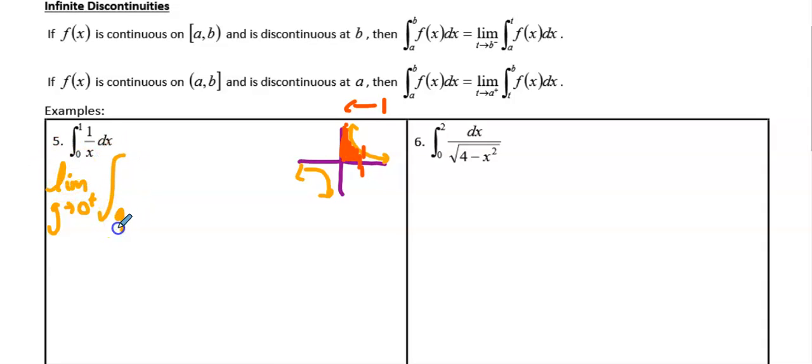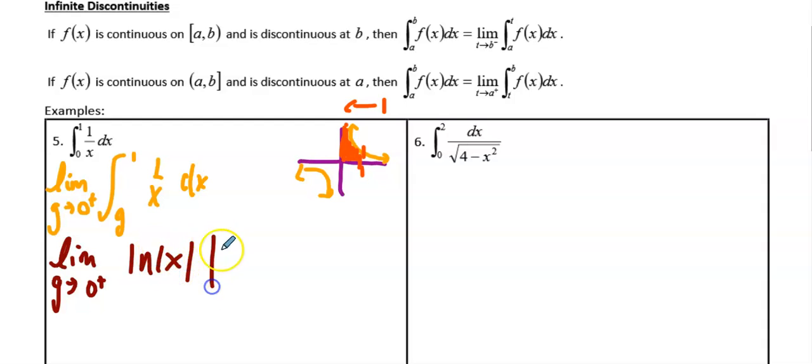And so we're going to replace, just like we've done before, 0 from the right with g. And then we're going to integrate from g to 1 of our function 1 over x dx. So what we're going to do now is what we've done in the first two videos. We're going to evaluate our integral. So we write the limit as g approaches 0 from the right. The integration of 1 over x is the natural log of the absolute value of x, evaluated from g to 1. And we're going to then substitute.